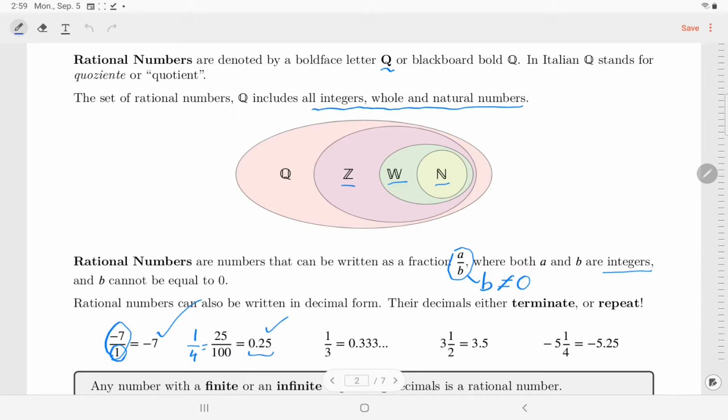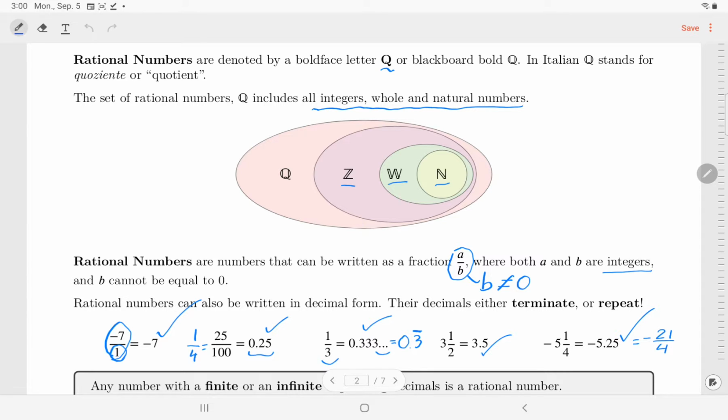0.333, we see that 3 keeps repeating. We can also write it as 0.3 with a little dash on the top. That means 3 is repeating. And we can write it as 1 over 3 as a fraction, so that's a rational number. 3.5 can be written as 3 and 1/2, so it's a rational number. And negative 5.25 can be written as a fraction, negative 5 and a quarter. It can also be written as negative 21 over 4, so it can be written as a fraction.